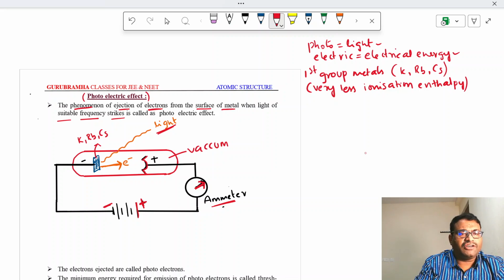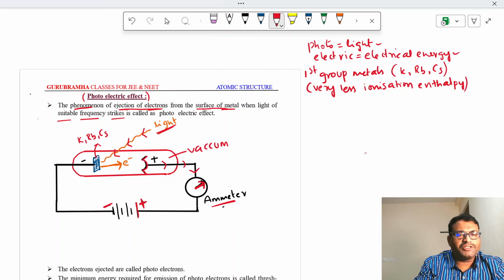So definition, ejection of electron. See, when this light is falling on the metal which has less ionization enthalpies, the valence electrons, mainly the electrons which are weakly bonded, will eject from the surface of the metal and flow through the circuit.